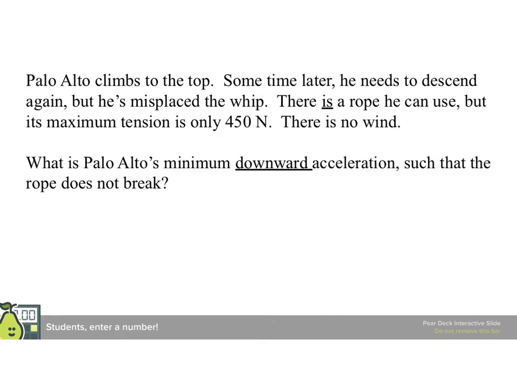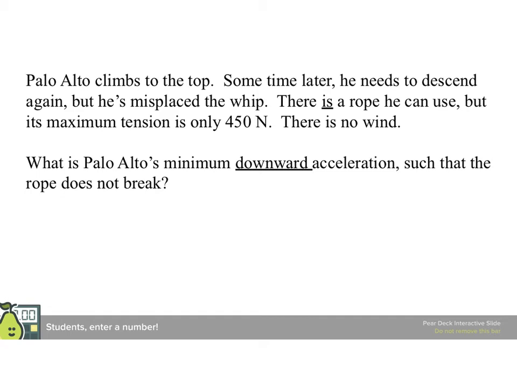All right, Palo Alto climbs to the top, but sometime later he needs to descend again rapidly, but he's misplaced his whip. There is a rope he can use, but its maximum tension is only 450. There is no wind. What is his minimum downward acceleration such that the rope does not break? Take, I don't know, a minute or so, stop the video, solve the problem, come back.